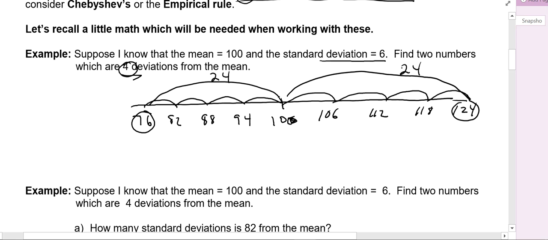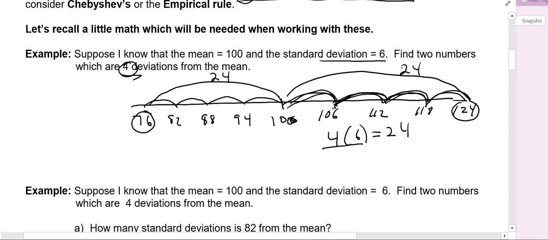So notice how distance is related to the number of standard deviations. In other words, what I'm saying here is notice that 4 times 6 is equal to 24, right? So really, I didn't have to actually show you me moving out 1 standard deviation, 2, 3, 4 standard deviations. I could have just realized that if I want to find that number, which is 4 standard deviations from the mean, I just have to multiply the standard deviation by 4.